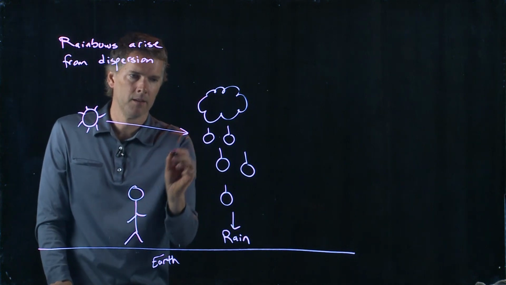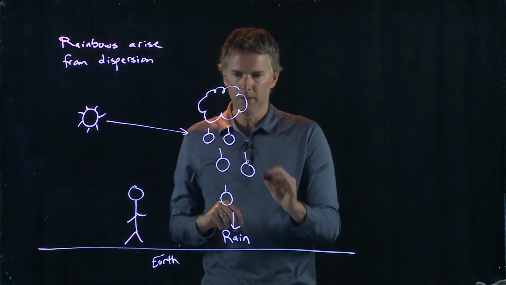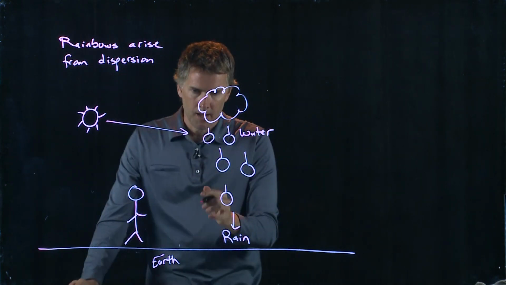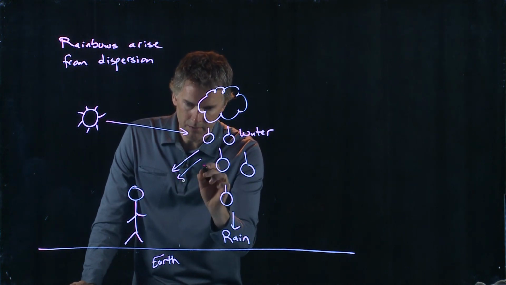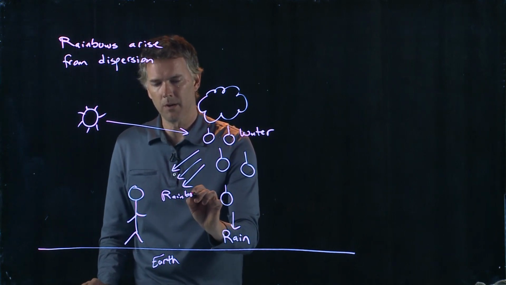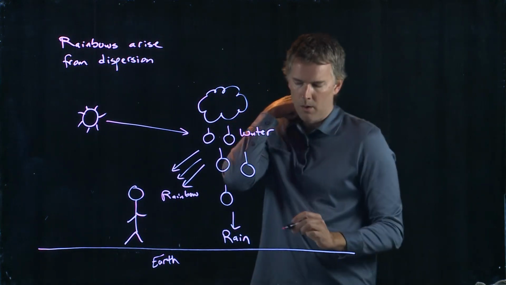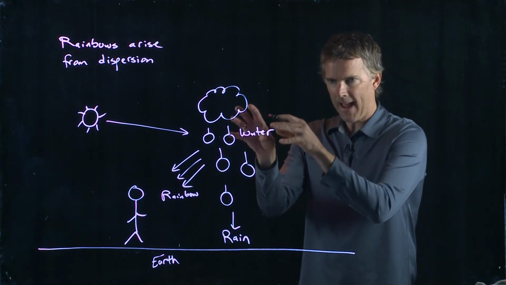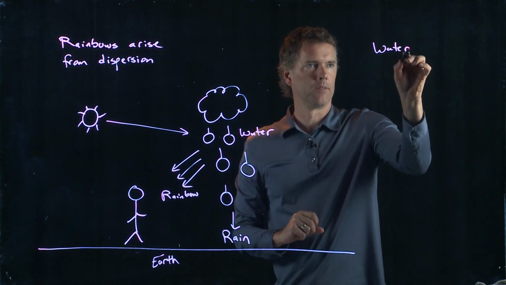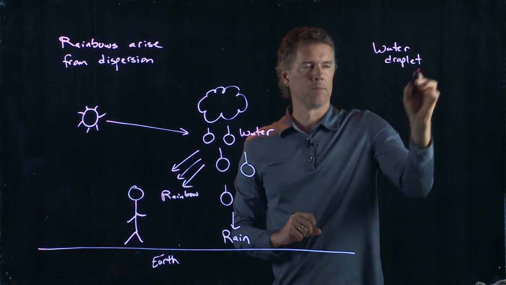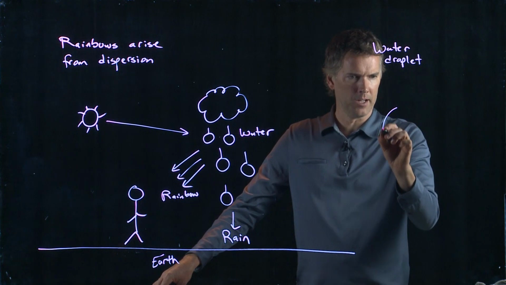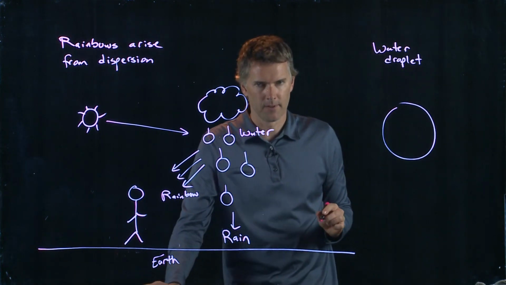So what happens? Here comes the sunlight. It's going into these water droplets, right? This is, of course, water. Something happens, and all these different colors start to spread out, and you see the rainbow when you look up, okay? Let's see if we can figure out what is happening in those water droplets.